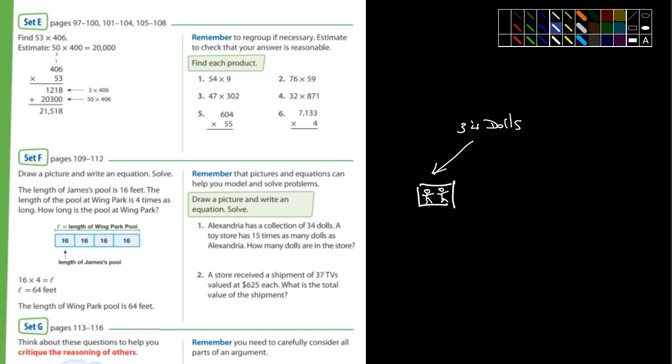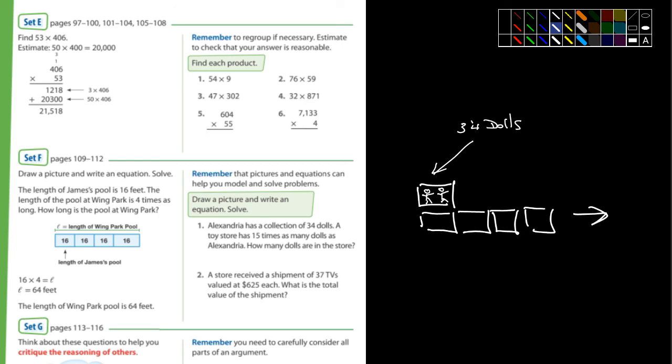And then what would I have to do? I'd have to draw 15 more of those. And you guys can come up with your own or continue on with what I was doing. You understand that, Mr. Button? Okay. All right, so that's number one. Number two, a store received a shipment of 37 TVs valued at $625 each. What's the total value of the shipment? Draw a picture and write an equation.